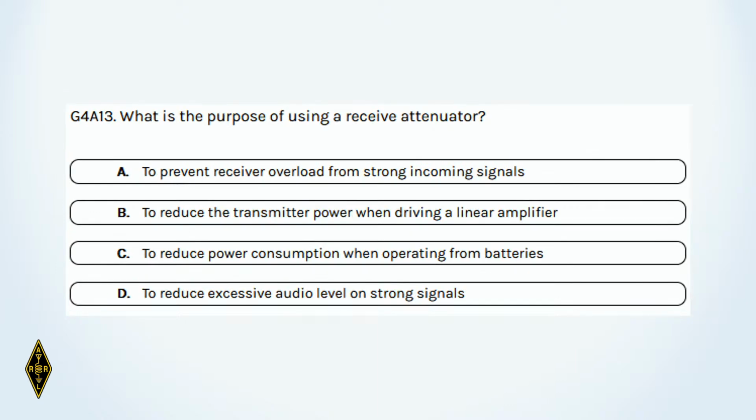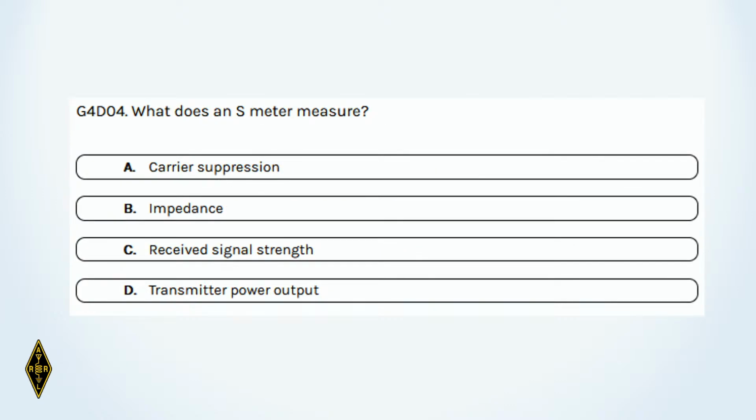And what is the purpose of using a receive attenuator? A. Yes, indeed, to prevent receiver overload from strong incoming signals. And what does an S meter measure? C. Yep, received signal strength.